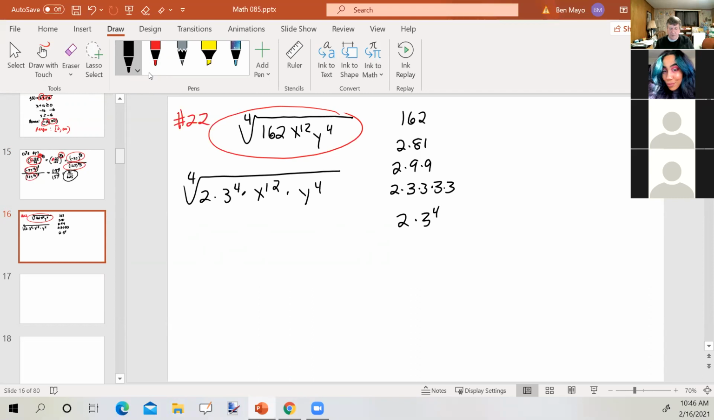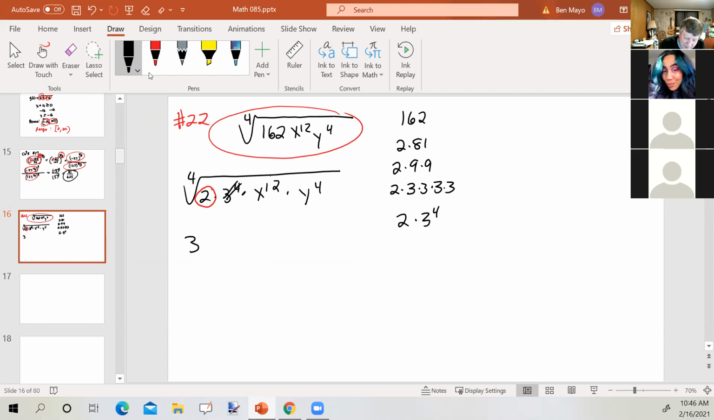Okay, now we're going to go across and simplify each factor inside. The fourth root of 2 isn't going anywhere, so that's going to stay inside. The fourth root of 3 to the fourth would be a 3 on the outside. You okay with that? All right. Yeah, I'm okay with that.